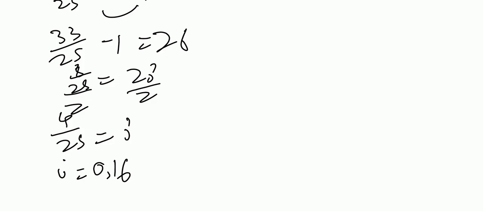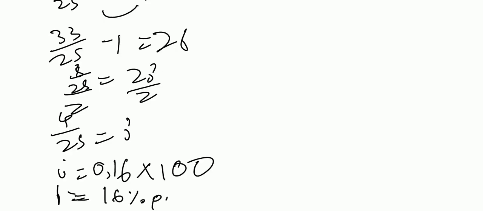But remember, I said i, you always divide by what? By 100 from your percentage. So now we are reversing, we are going back to the percentage. When going back to the percentage, you must multiply by 100, meaning that your interest is what? Is 16% per annum. I hope I'm clear on that one.